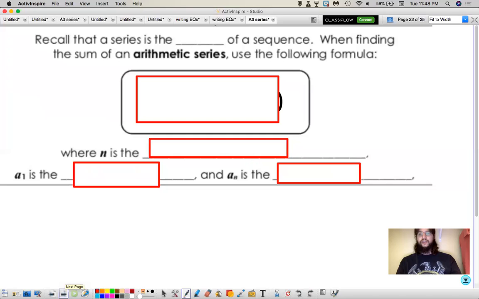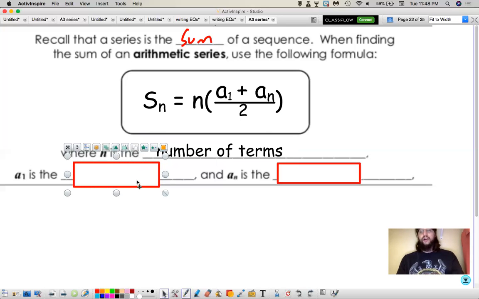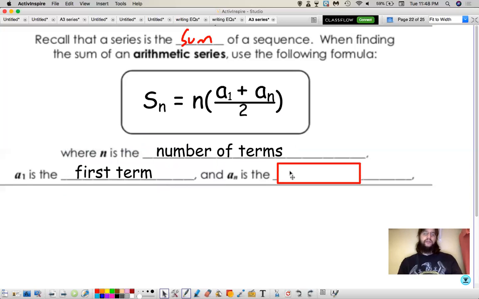Finally, series, what we're supposed to be talking about anyway. Remember, it's the sum of a sequence. To find the sum of an arithmetic sequence, we've got a formula. We already know the formula. Here it is. This is the partial sum of n times a1, the starting point, plus an, wherever you're looking at, divided by 2. n is the number of terms. How many terms are we talking about? a1 is the first term, an is the last term.